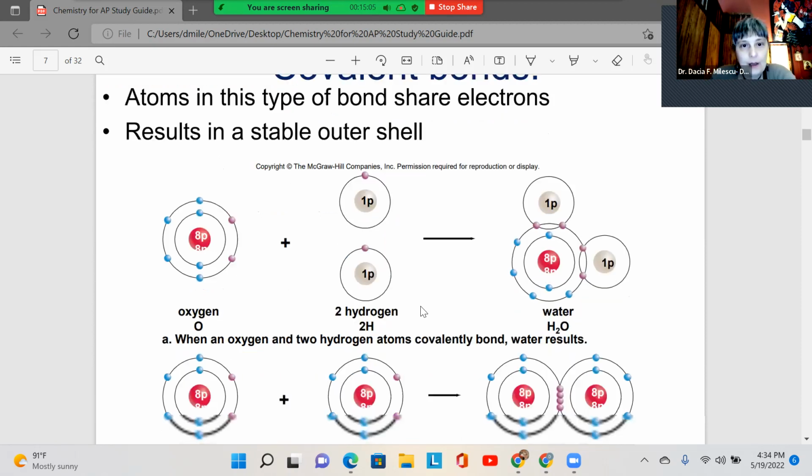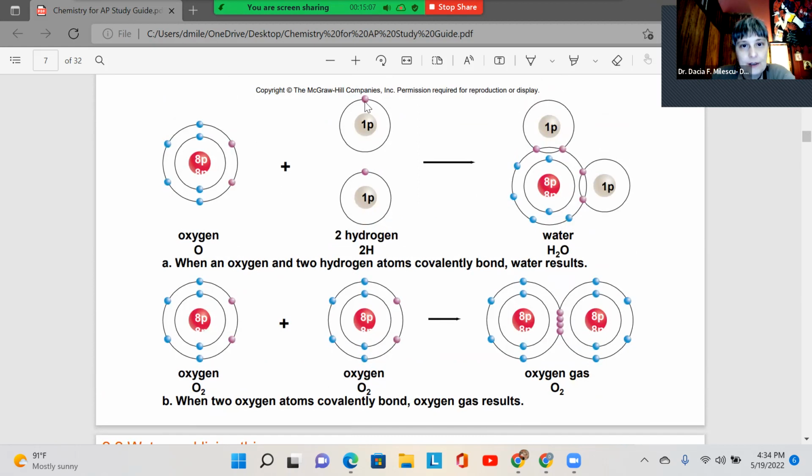Now, if you look at this electron and this electron, each one surrounding this hydrogen, take a peek. You're sharing one from the oxygen, one from the actual hydrogen. Same thing here. One from the actual oxygen and one from the actual hydrogen. And that is the bond that water has.